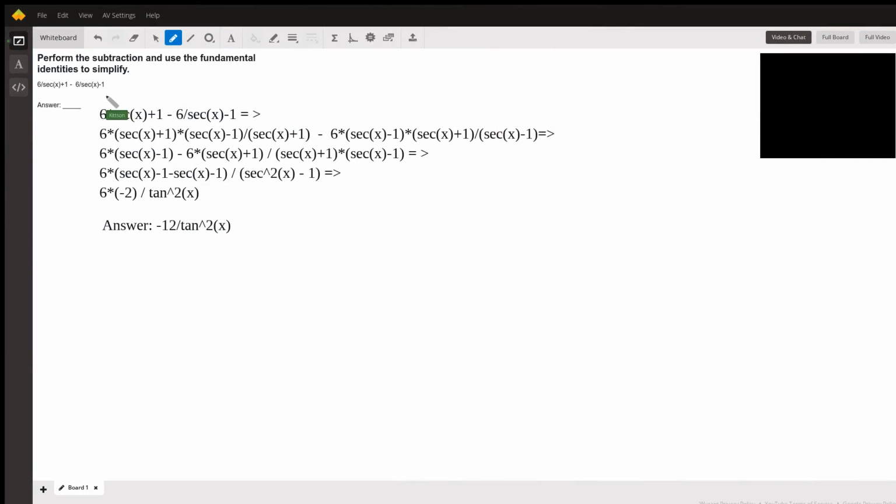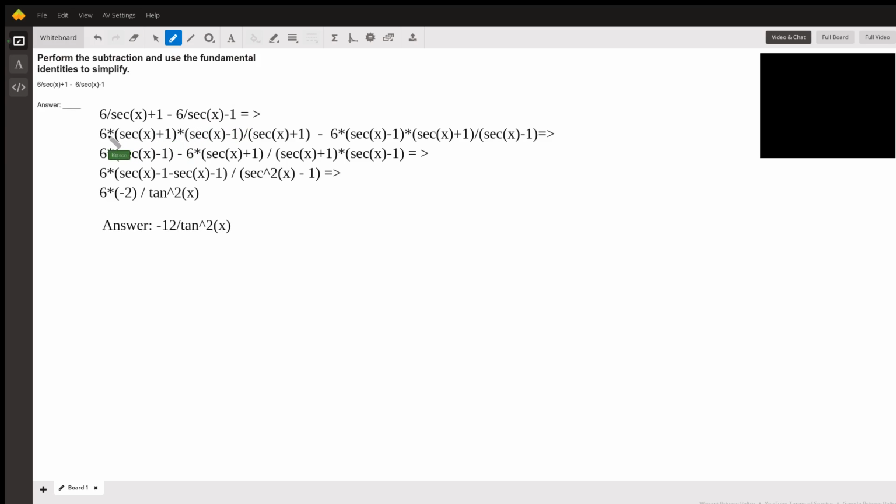So starting with the original equation, 6 over secant x plus 1 minus 6 over secant x minus 1, we first have to get the least common multiple. So we multiply the two denominators together, and then we multiply their product across the equation.